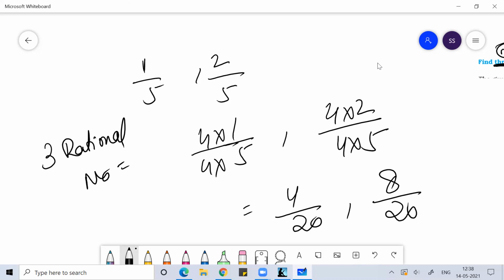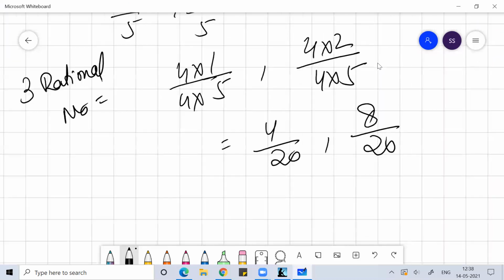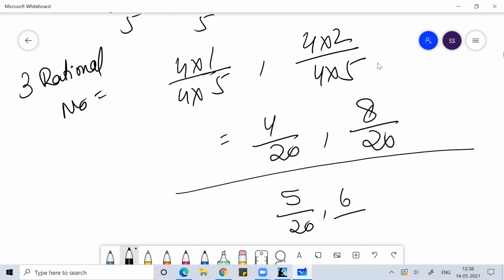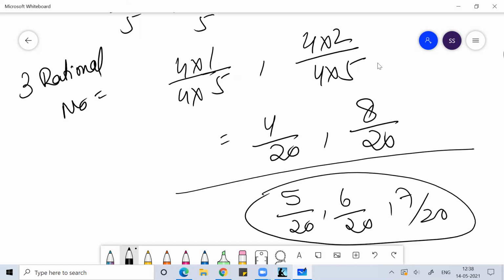So if I want 3 rational numbers between them, what are the 3 rational numbers? 5 by 20, 6 by 20, 7 by 20. Simple. Can you understand this? Yeah, sir. Simple, 3 rational numbers between them. The denominator is the same, and you can find the gap. You have 5, you have 6, you have 7. This part clear?